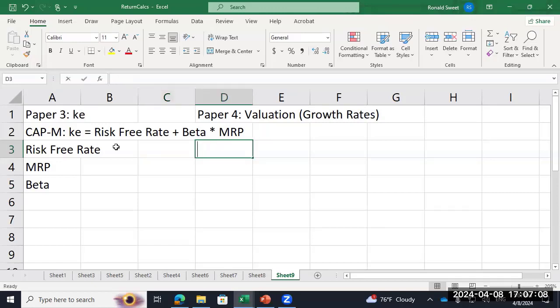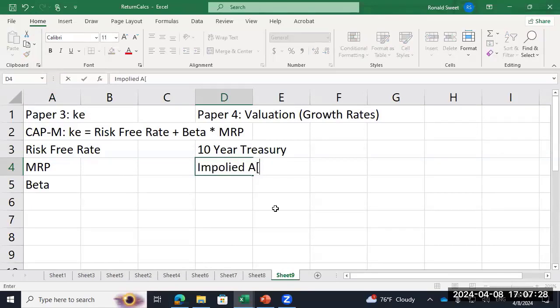You just go out and get the 10-year treasury. You might put a graph in of it just to say, hey, the 10-year treasury is back to a more normal level. So I'm just going to use the 10-year treasury, but usually this is one paragraph, maybe one graph. So that's pretty straightforward. For the market risk premium, we are going to use the implied approach.